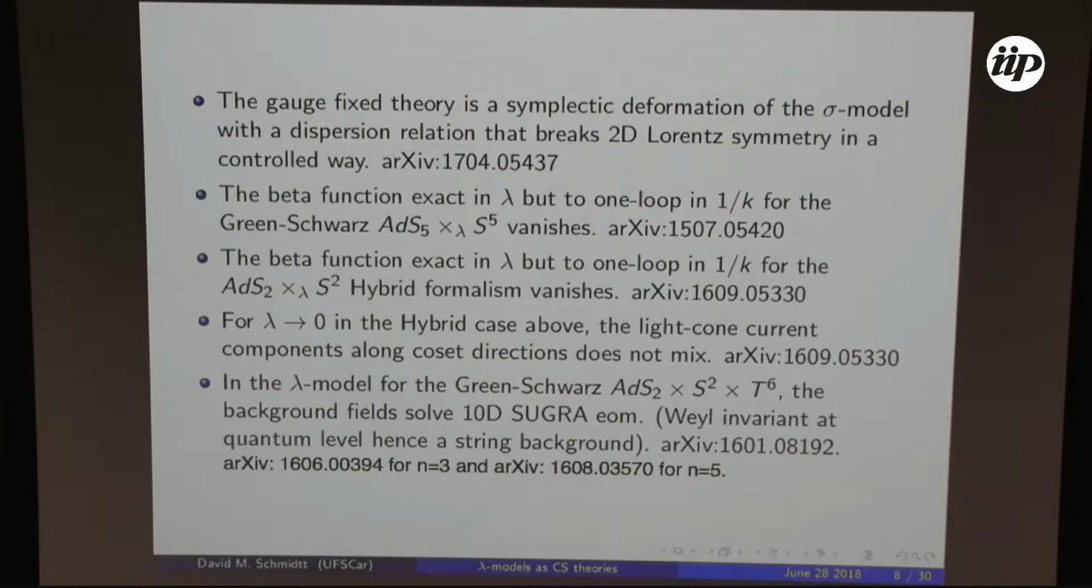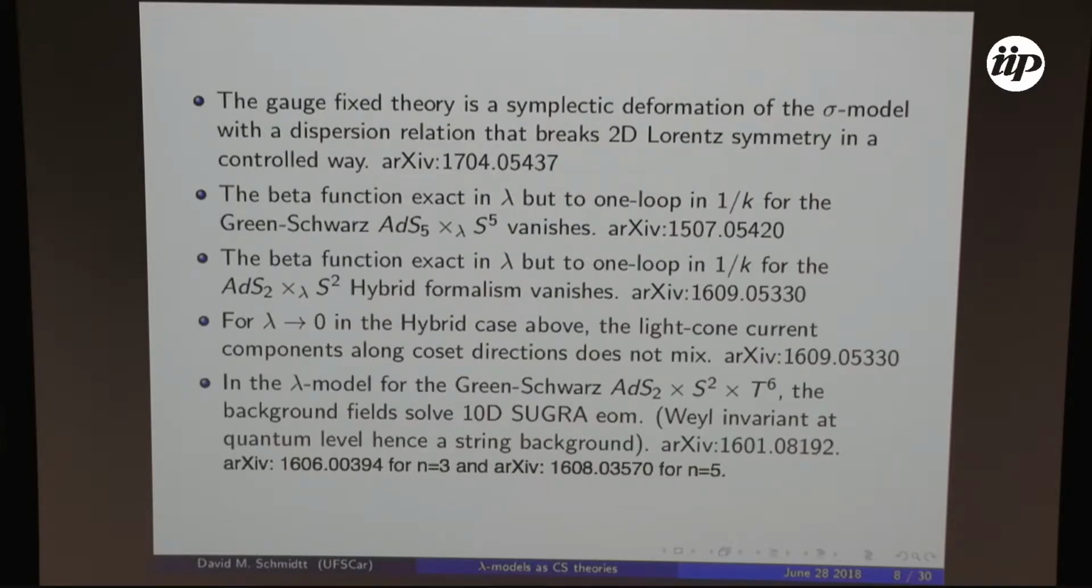So it is also a symplectic deformation of the sigma model. The dispersion relation breaks the two-dimensional Lorentz symmetry of the gauge-fixed theory, but in a controlled way in terms of this parameter lambda. The next point was work by Tim Hollowood. He showed that the beta function of lambda, exact in lambda but to order 1 over k, vanishes. So this is a marginal deformation to this order.